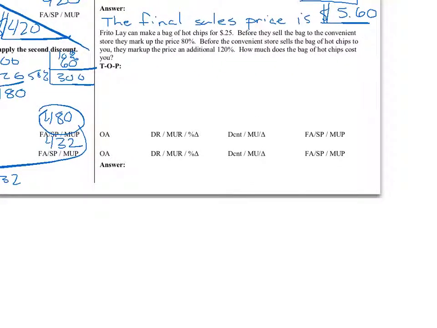Second one. Frito-Lay makes a bag of hot chips for 25 cents. Before they sell the bag to the convenience store, they mark up the price 80%. Before the convenience store sells the bag of hot chips to you, they mark up the price an additional 120%. How much does the bag of hot chips cost you? So this particular problem has 2 percentage rates, but it is not a discount, it is a markup. This is a double markup.